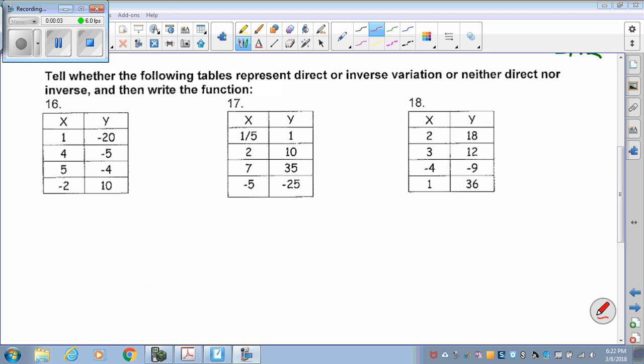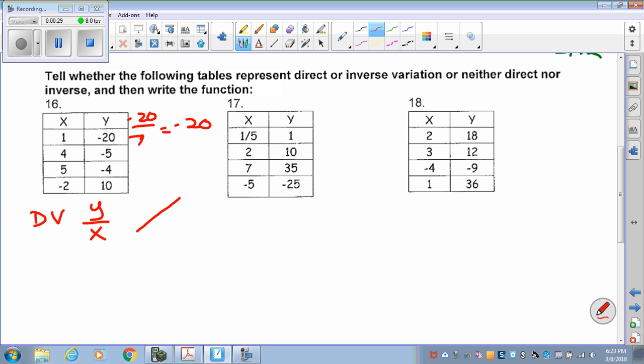Okay, so we're going to look at the table. If we have a table, we want to use the idea that for a direct variation, it's always a constant slope, right? Direct variation is a constant slope. And then you have y divided by x. So let's take negative 20 divided by 1, right? That's going to be negative 20.